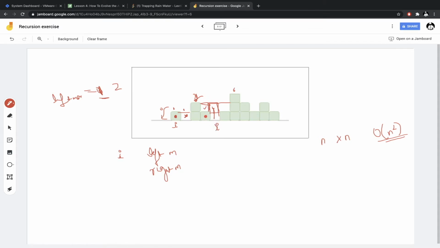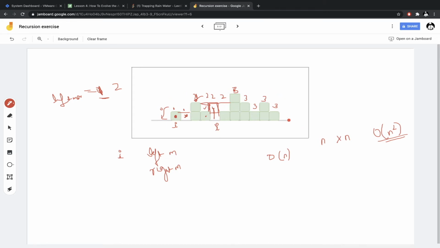Similarly for this, the left max is 2 and this height is 1, so the left max here would be 2, here also 2, here also 2. Here its height is greater than the left max, so the left max would be 3, 3, 3, 3, and 3. We have found the left max by traversing just one time for all the elements, and we are storing these in an array.